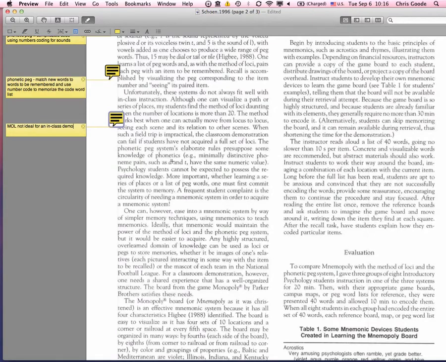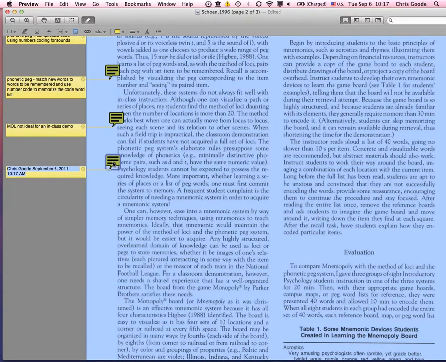Yeah, it's complicated. Presuppose some knowledge of phonetics. So yeah, I actually knew enough about linguistics to maybe put that into practice, but not everybody knows that. Psychology students can't be expected to possess the required knowledge. Whether learning of series or places or list of peg words, you must first commit the system to memory. Check this. Okay, so basically he's saying phonetic peg is complicated, difficult to learn.